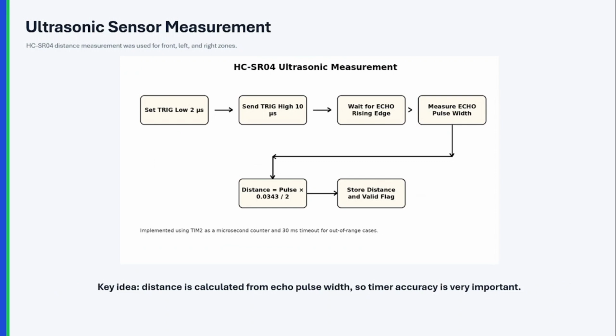Then ultrasonic sensor measurement. The STM32 sends a short trigger pulse to the ultrasonic sensor. After that, the sensor sends back an echo pulse. The time duration of the echo pulse is measured using a timer. From this echo time, the distance is calculated. In our project we use three ultrasonic sensors, which represent the front, left and right zones. So we use three timers too.